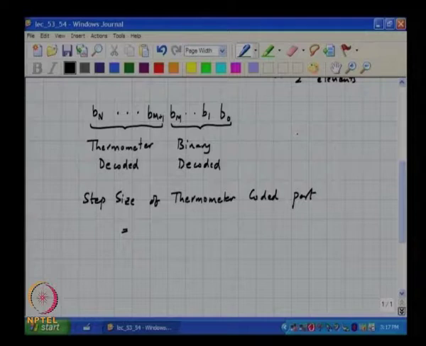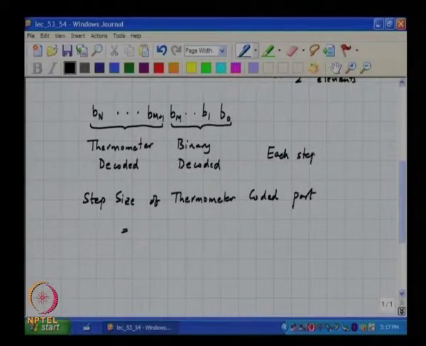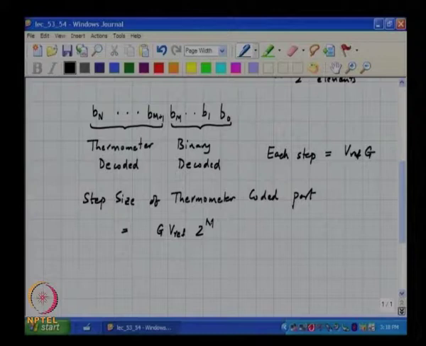Let us assume each LSB is nominally Vref times G. Okay. It should be G times Vref times 2 to the power m. Is that clear?